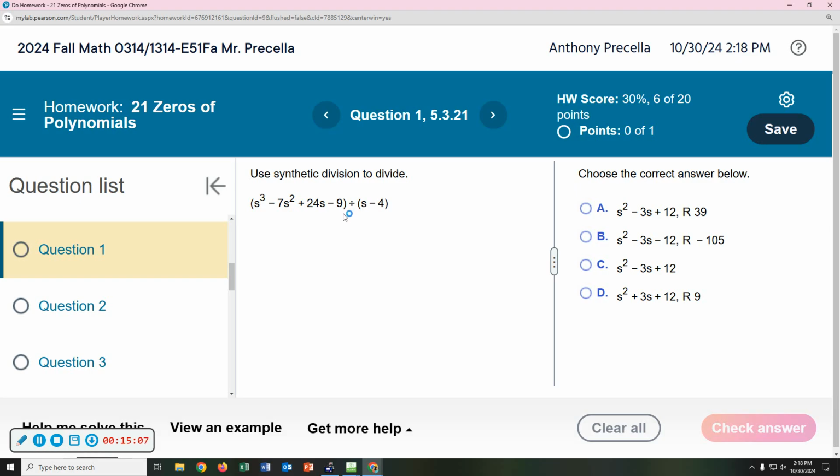Let me write this down. It's number one. We have s cubed minus 7s squared plus 24s minus 9 divided by, the divisor is s minus 4. Let me make sure I didn't miscopy.